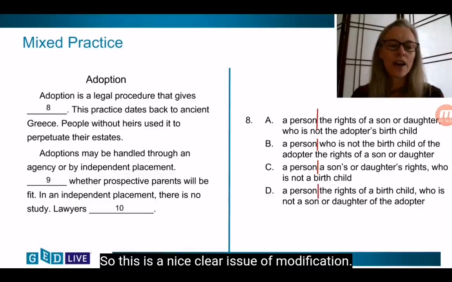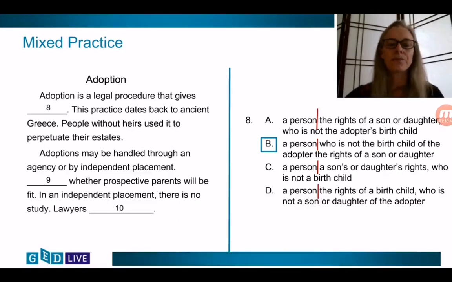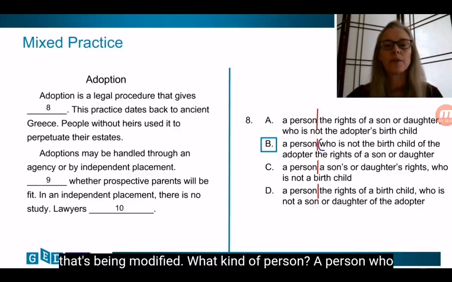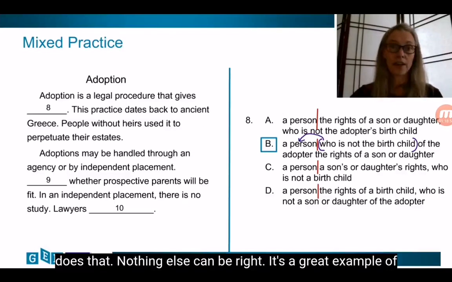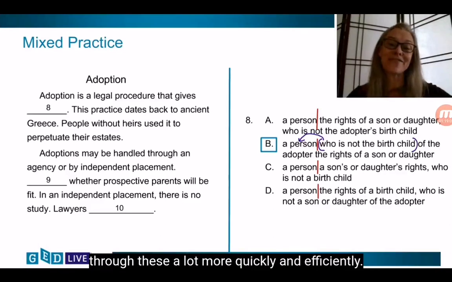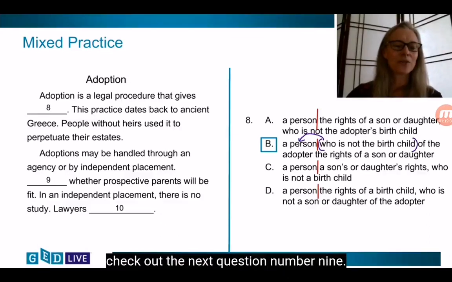So this is a nice, clear issue of modification. The phrase that's modifying needs to be right next to the thing that's being modified. What kind of person? A person who is not the birth child. Boom, you're done. Nothing else does that. Nothing else can be right. It's a great example of how when you really know these rules cold, you can get through these a lot more quickly and efficiently. So go ahead then, if you would please, and check out the next question, number 9.